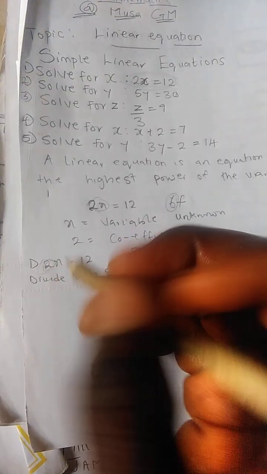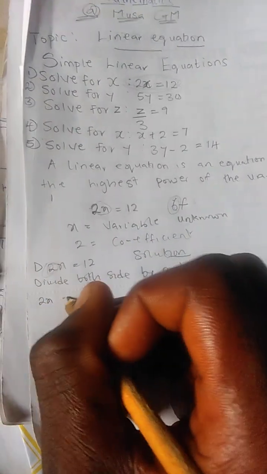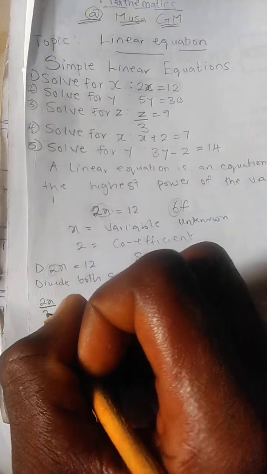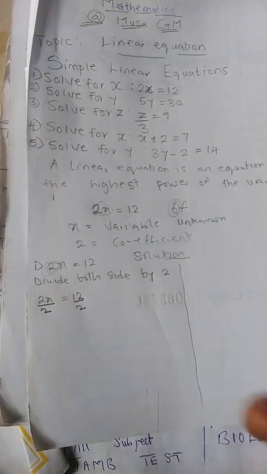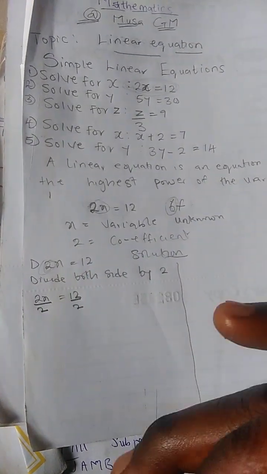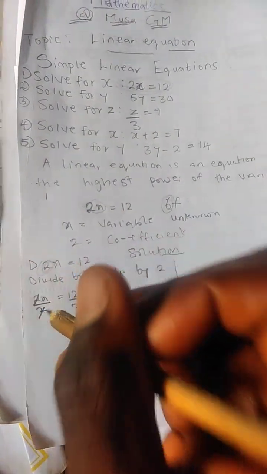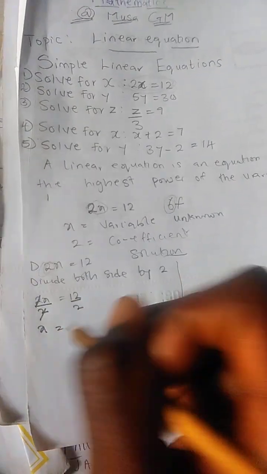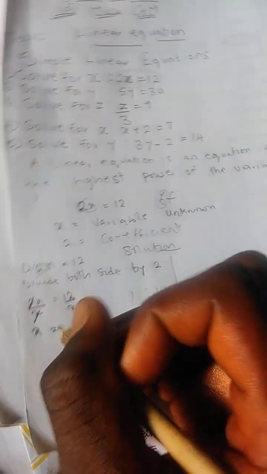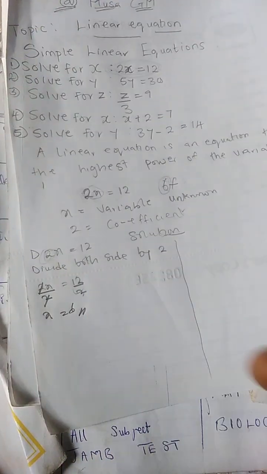That is to say, 2x is equal to 12, we divide it by 2, we divide it by 2. Now, why are we dividing? It's because we want x to stand on its own, because we are looking for x. You understand? So this 2 here can cancel this 2, then x is now on its own. 12 divided by 2 is going to give me 6. That is my final answer.